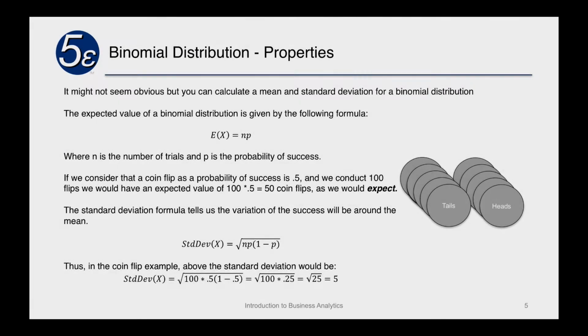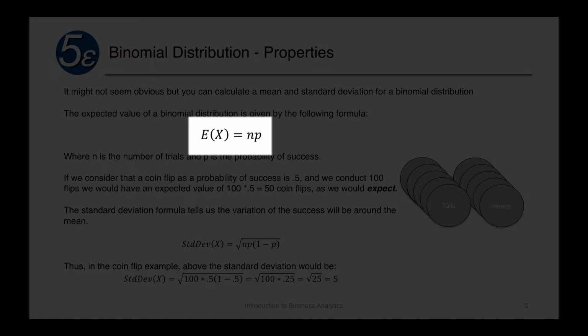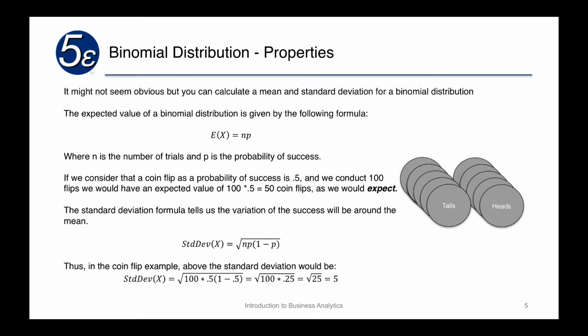Now, it might not seem obvious, but you actually can calculate a mean and standard deviation for the binomial distribution. The expected value of a binomial distribution is given by the formula n, number of flips, times p, the probability of success. Consider that we have a coin flip with a probability of success 0.5, and we conduct 100 flips. We would have an expected value of 100 times 0.5, or 50 heads. And this is exactly what you would expect if you had done 100 coin flips. You would expect 50% to be heads and 50% to be tails, or close to it.